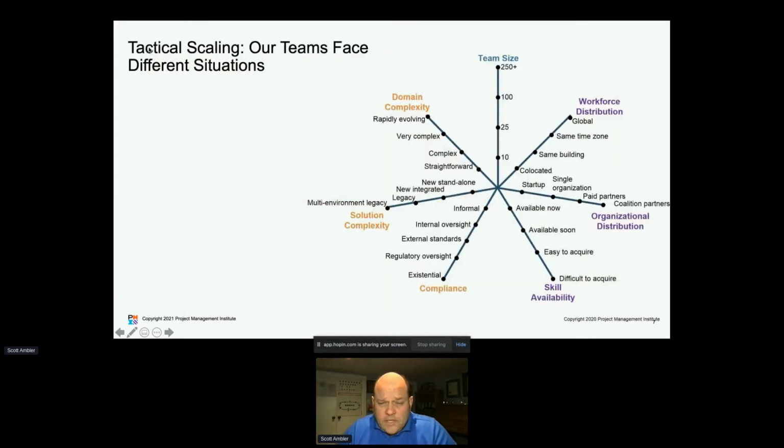So when it comes to tactical scaling, it's about more than just team size. Many people like to think of scaling as, how do you address different team sizes? So how are you Agile on a team of 5 people, or a team of 50 people, or a team of 500 people? And certainly that's important. And certainly a team of 5 people works very differently than a team of 500 people. But there's other scaling factors, other complexity factors that we need to address.